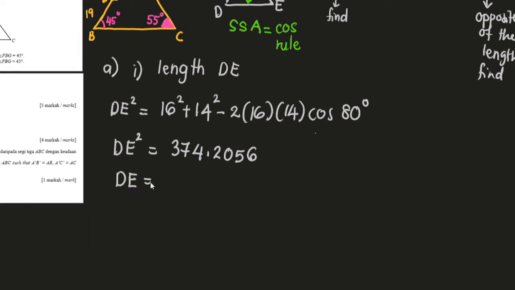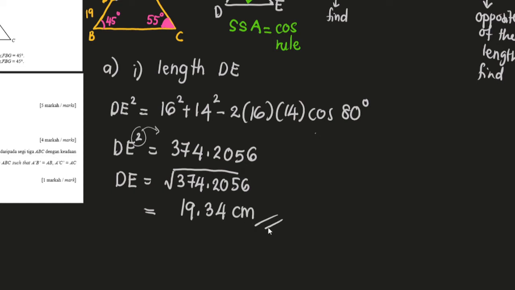Okay, so now DE, the square will go to the other side, right? So it will become square root of 374.2056. And then from here, you square root the answer, we get 19.34 centimeters for question A Roman 1. Okay, so DE is done.